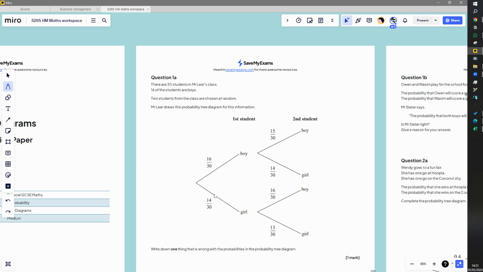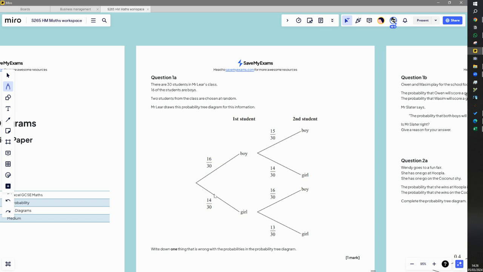So yeah, I mean, we can see here that the chance of the first one being a boy is 16 out of 30, and we don't need to simplify the fraction at this stage. So 16 boys out of 30 students. Girls, 14 girls out of 30 students. You can see that after they picked one of the boys, there are now 15 boys, and there are the same number of girls. Whereas if you picked a girl, the number of boys would be the same, 16. The number of girls would go down to 13.